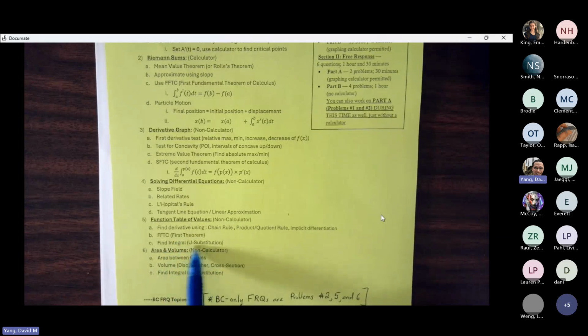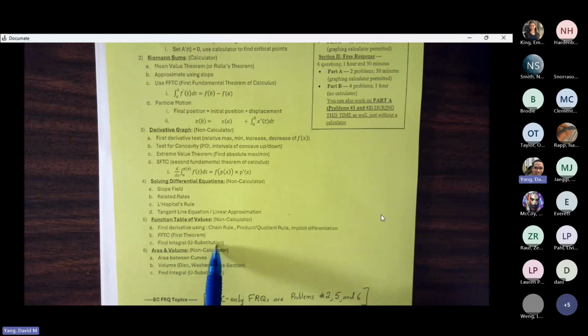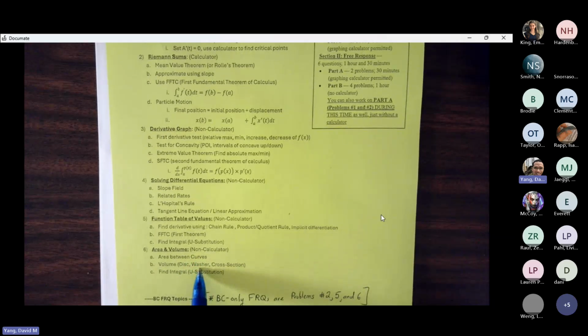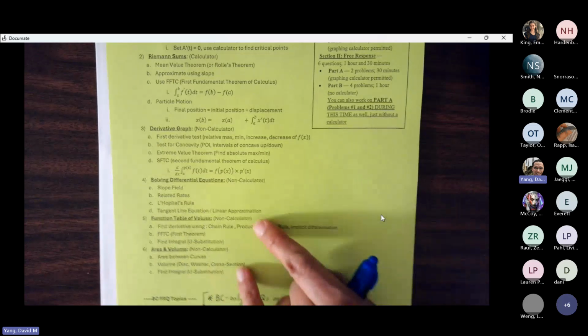U-substitution. Sometimes you have to find the integral using u-substitution. If it's an area volume problem, typically you have area between curves, you have volume, either disk, washer, or cross section, and then sometimes u-substitution problems, especially if it's non-calculator. If it's non-calculator, typically you can expect at least one u-substitution problem that they want you to work through by hand.